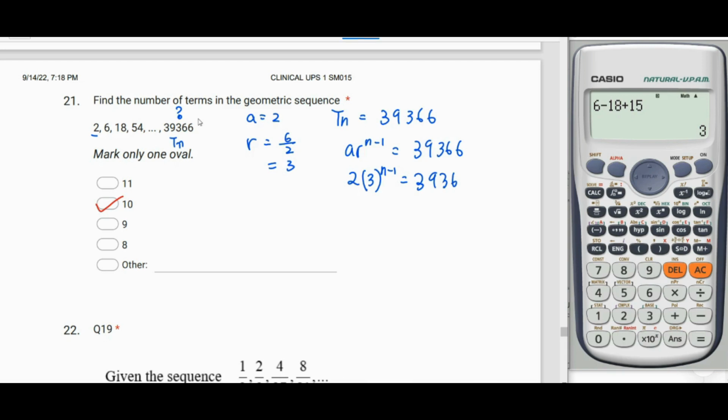So we simplify these indices, where we can simplify this number first. So let these indices be 3 to the power of 3, 3 to the power of n minus 1, then 39366 divided by 2. You want n minus 1, we can log base 3 the answer. So n minus 1 equals 9, so n equals 10.